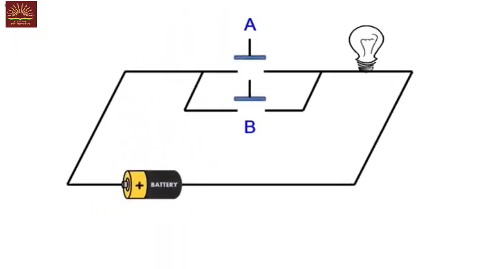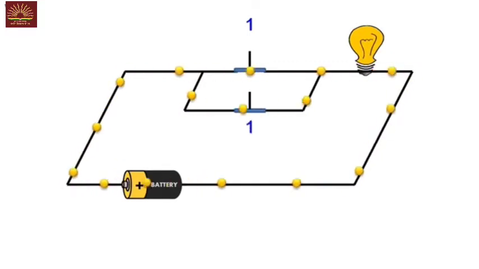It is similar to two switches in parallel. The circuit is complete when either of the inputs is at logic 1 or both are at logic 1, which makes the bulb glow.